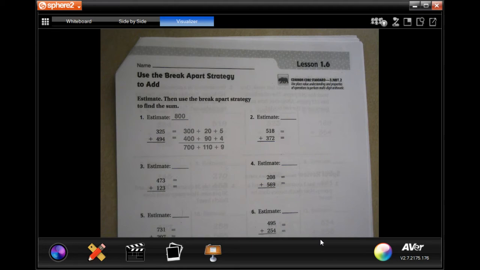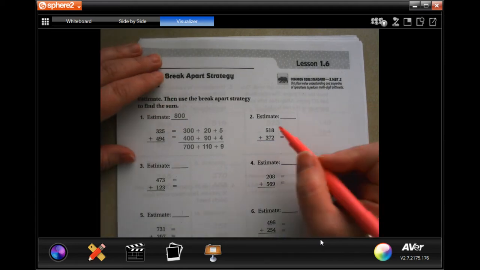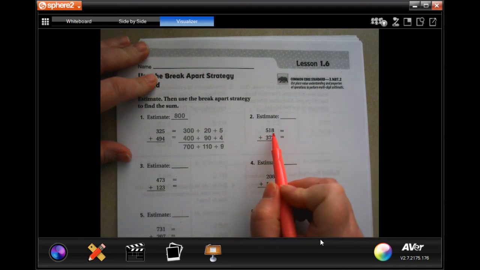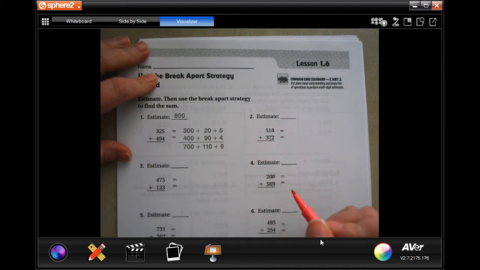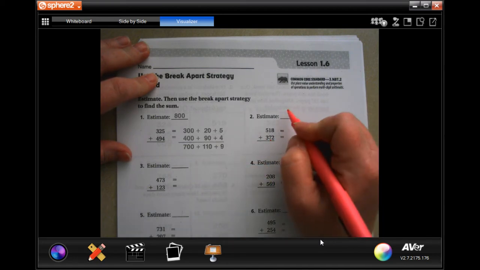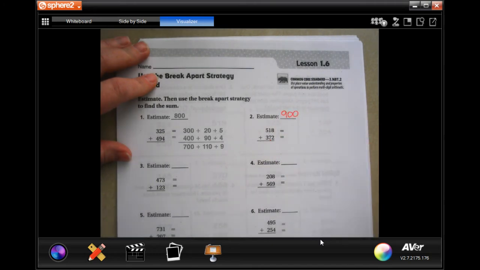So first we're going to estimate, and then we're going to use the break apart strategy to find the sum. So estimating first, well, 518 is about 500, and 372, that 7 is bigger than 5, so it would probably round us up to 400. So 500 and 400 is about 900.